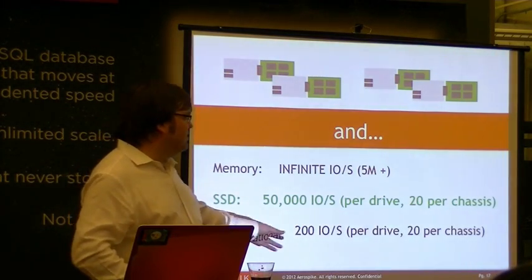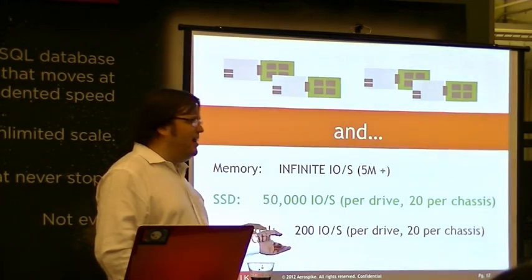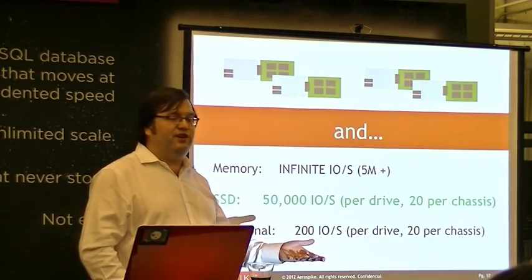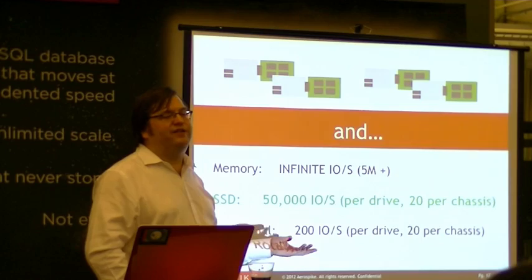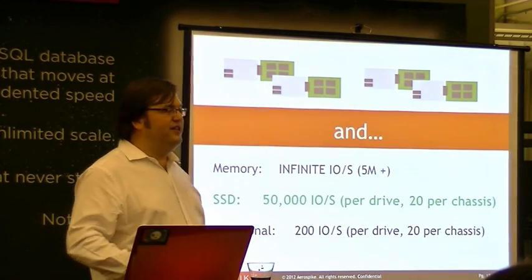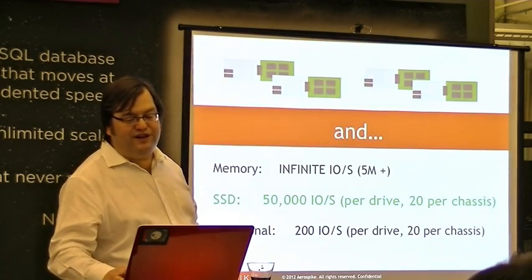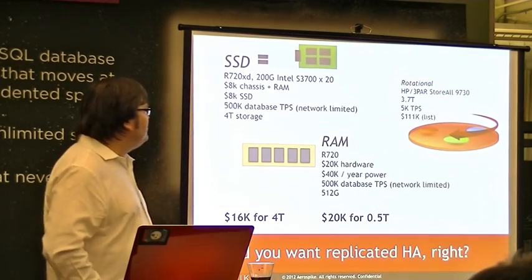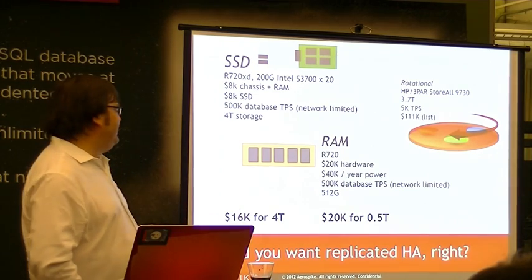Rotational drives, of course, it's a completely different calculation. This is where seeks really, that's not their strength. They're good for streaming. So at 20 IOPS versus 50,000, this is really where an entirely new generation has occurred. So let's go through the calculation in greater detail.